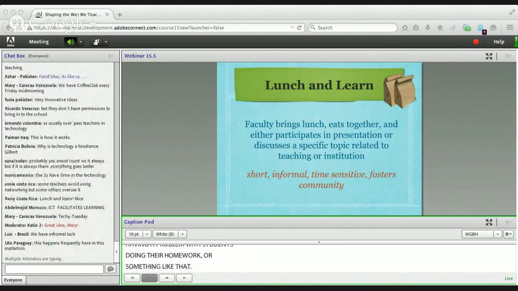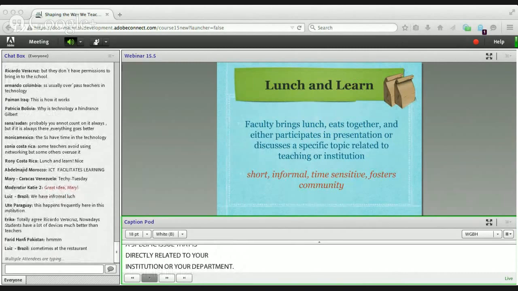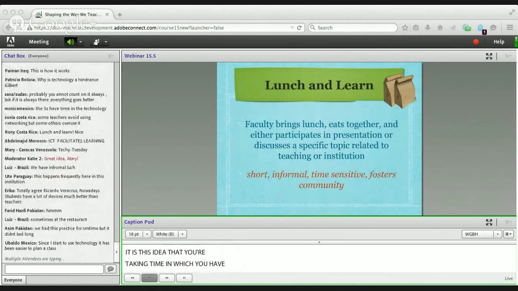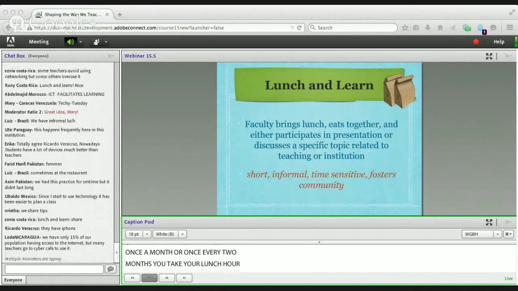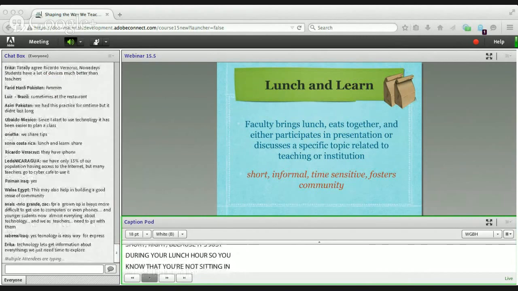And it's this idea that you're taking time in which you already would be eating lunch. I know a lot of people have been mentioning time being a huge obstacle for their professional development. So if you say once a month or once every 2 months, you take your lunch hour and you and the rest of your faculty all eat together. So you're doing something you would do anyway. And you take that time to either learn something new or discuss something that is going on. And it's short, right? Because it's just during your lunch hour. So you know that you're not sitting in a 3-hour long workshop, right? It's informal. Everybody's eating their lunch. It should be time sensitive, something that's relating to something going on right now.